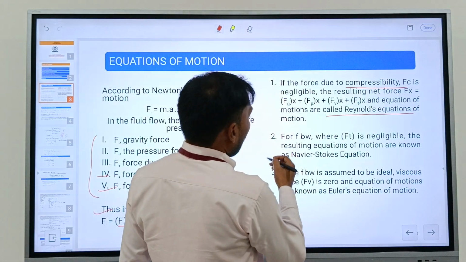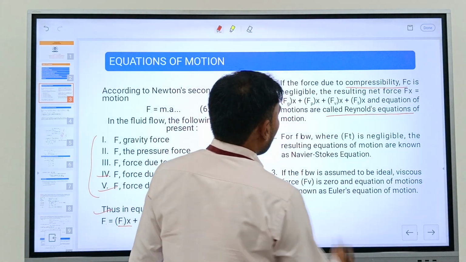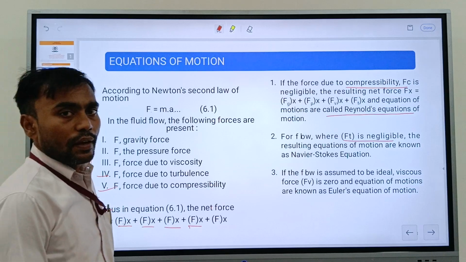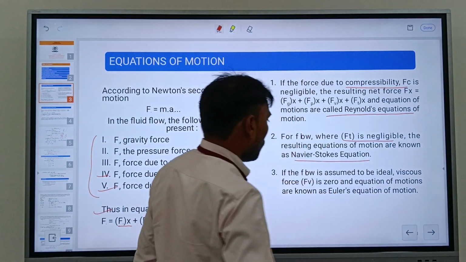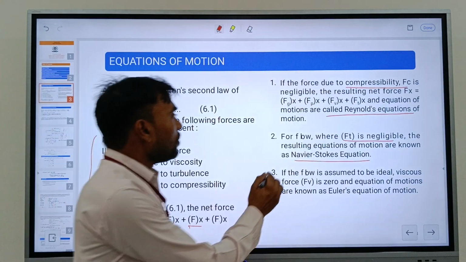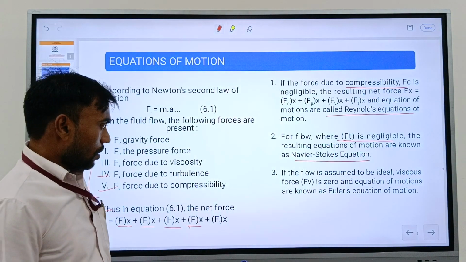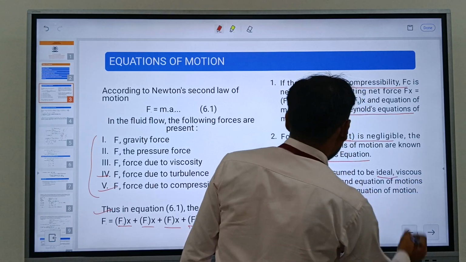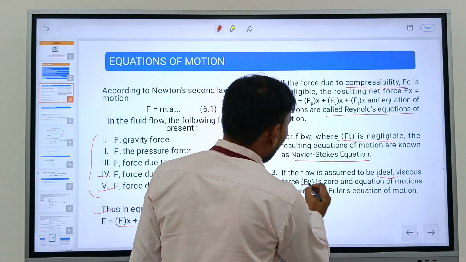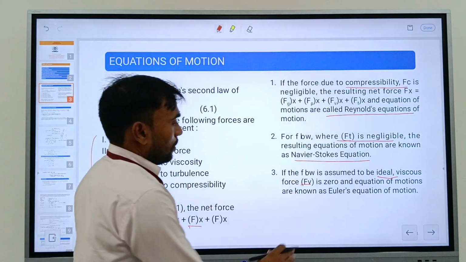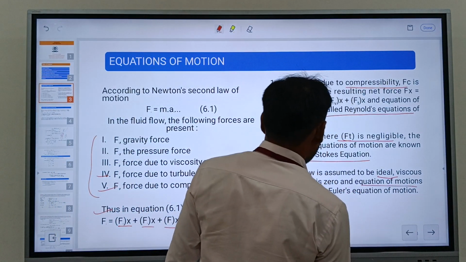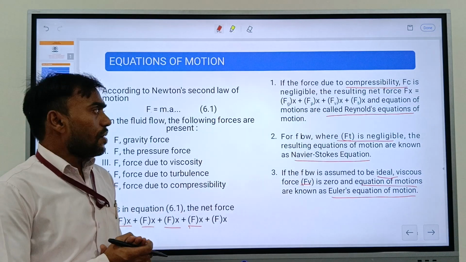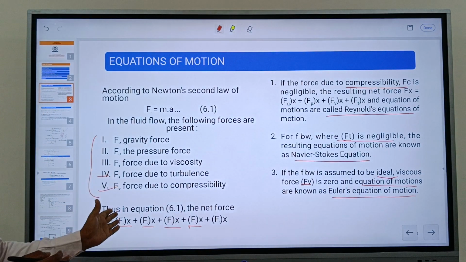The second conclusion is that if the force due to turbulence is negligible, then the resulting equations of motion are known as the Navier-Stokes equation. In the Navier-Stokes equation, only the force due to turbulence is negligible. The third conclusion is, if the flow is assumed to be ideal, then the viscous force Fv will be zero, and the resulting equation of motion is known as Euler's equation of motion. So three conclusions are derived from the total equation of motion.